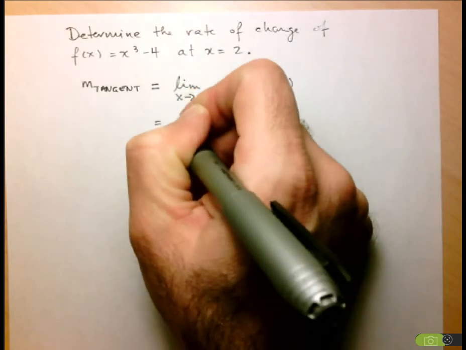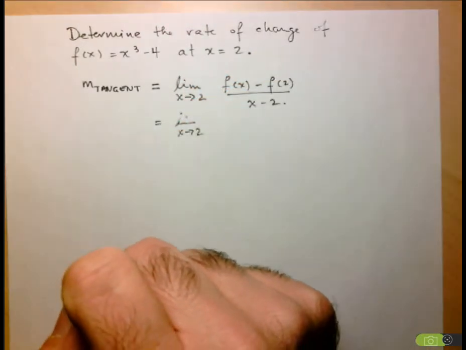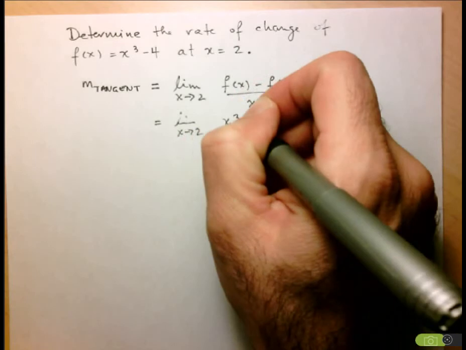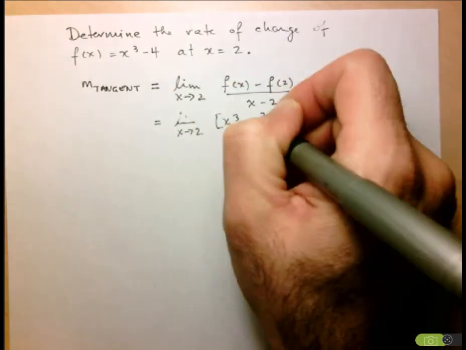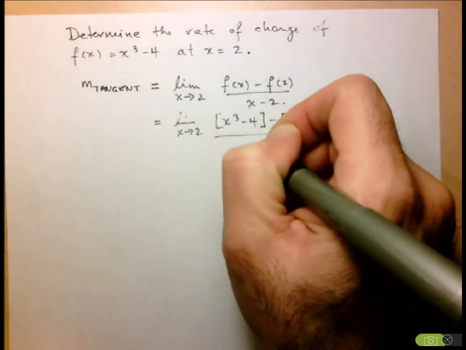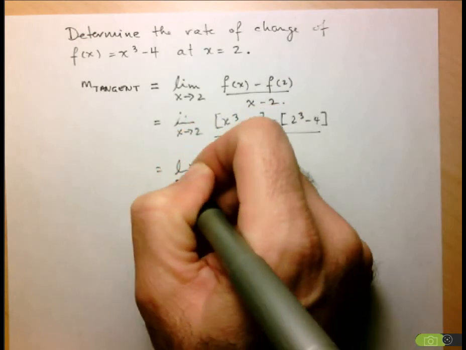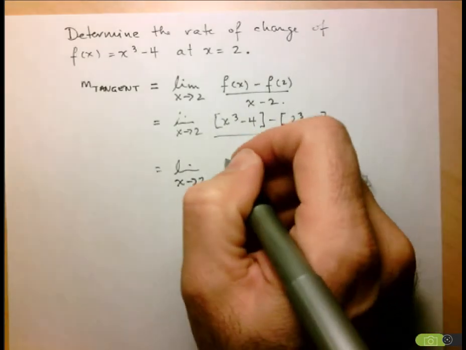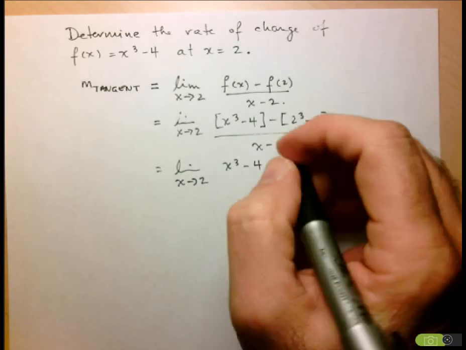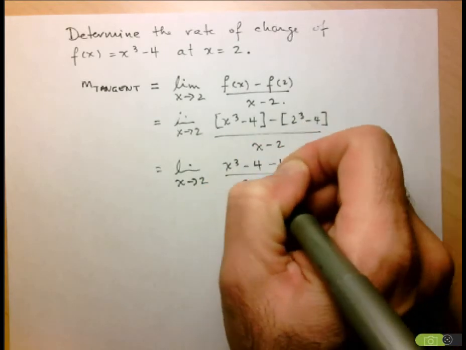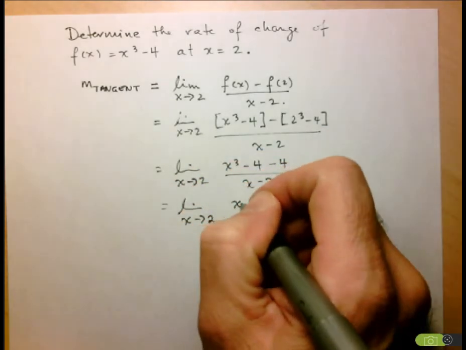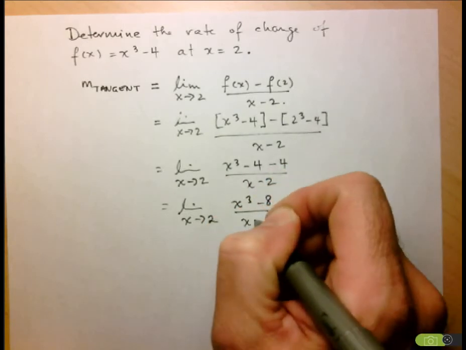We're still trying to figure out what's going on as the x value approaches 2, so I'll input everything we have. We have f at x, which is x cubed minus 4, and we're going to subtract f at 2, so here we have 2 cubed minus 4, all over x minus 2. Again, we just see where the algebra takes us. Here we have x cubed minus 4, and here we've got 2 cubed, so 8 minus 4 is 4, so minus another 4. Keep simplifying, and we're left with x cubed minus 8 over x minus 2.